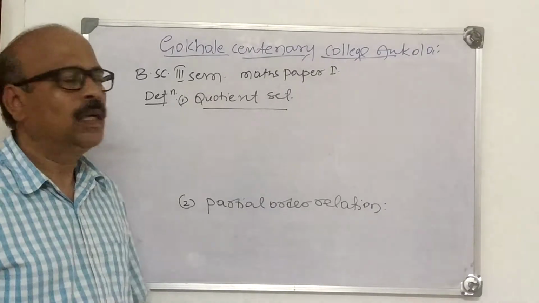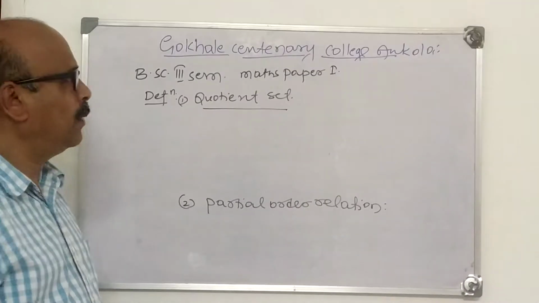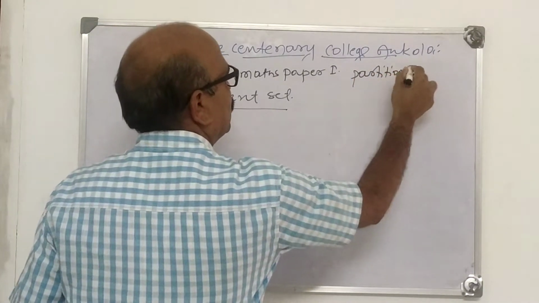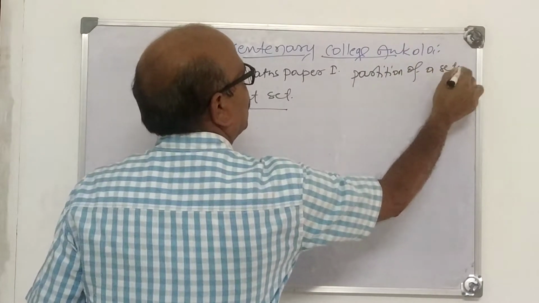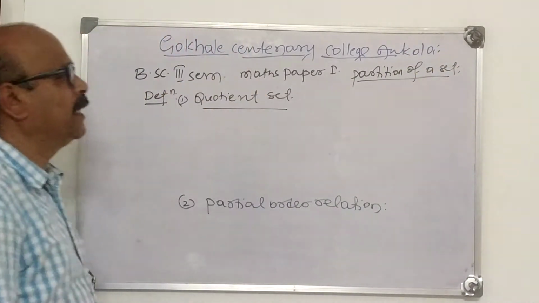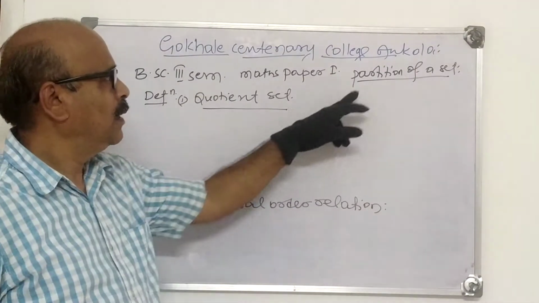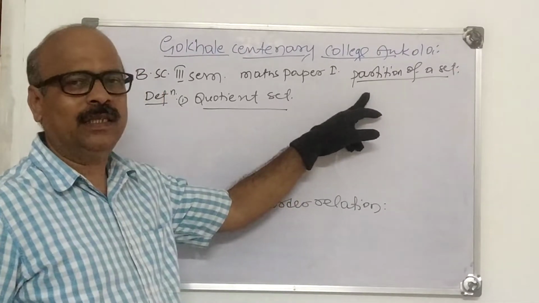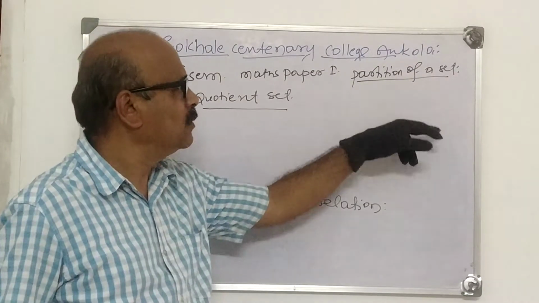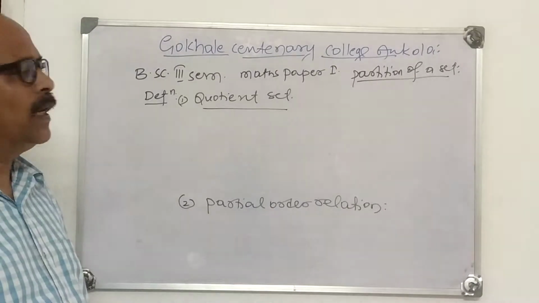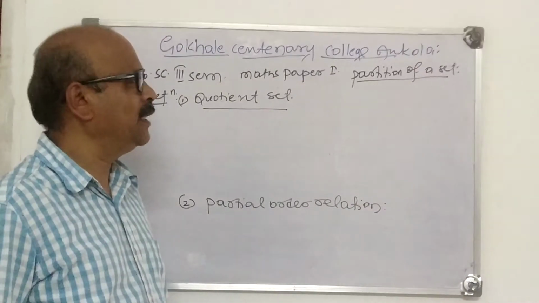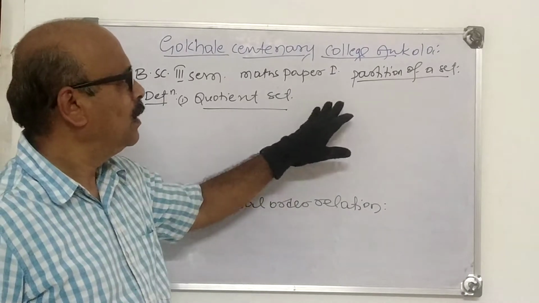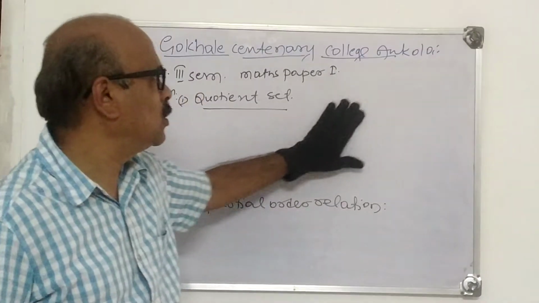Dear students, so far you have studied up to partition of a set. What is partition of a set? And I explained one important theorem. What was that theorem? An equivalence relation in a non-empty set becomes a partition of a set, and the converse also. A partition of a set defines an equivalence relation. That was the important theorem. And also I have considered some examples.